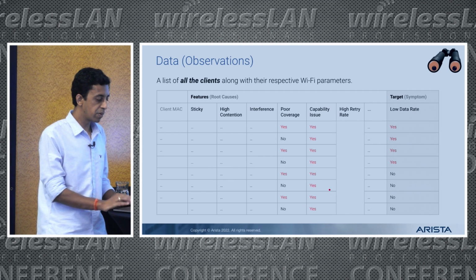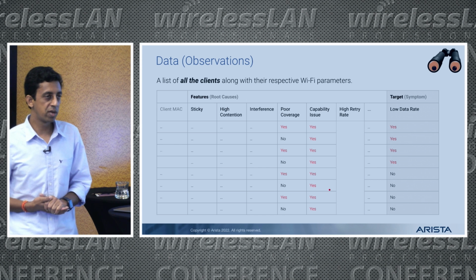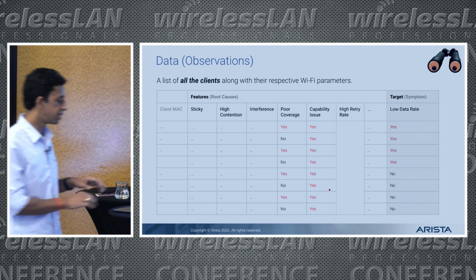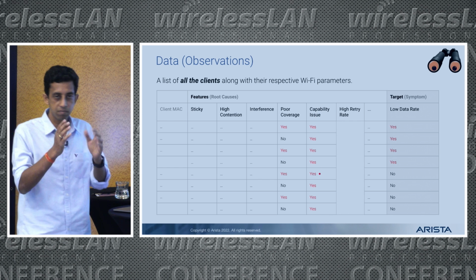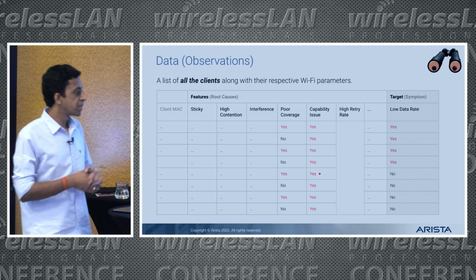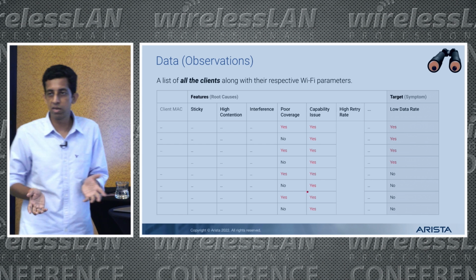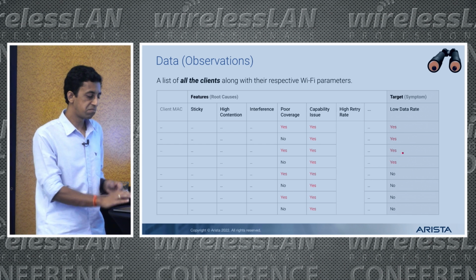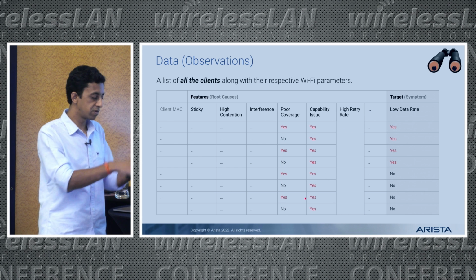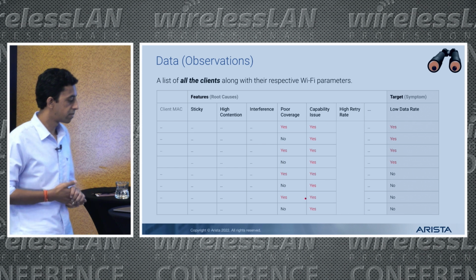Now let's look at capability. Let's say all of them are 2.4 gigahertz clients, right? And this also is not useful because there is no correlation, right? Everything is yes. So in either of these cases, there is no correlation between what the symptom is and what the root cause is, because it's all random, right?